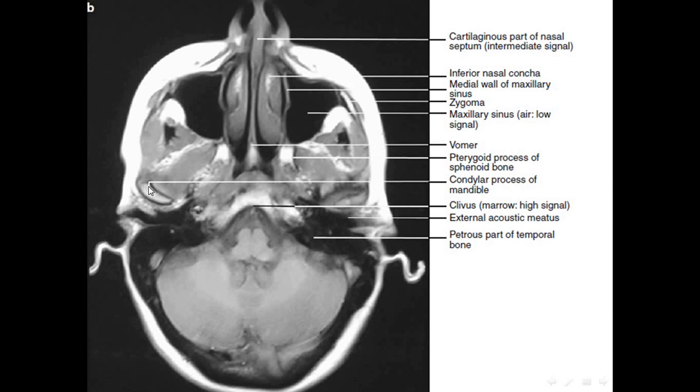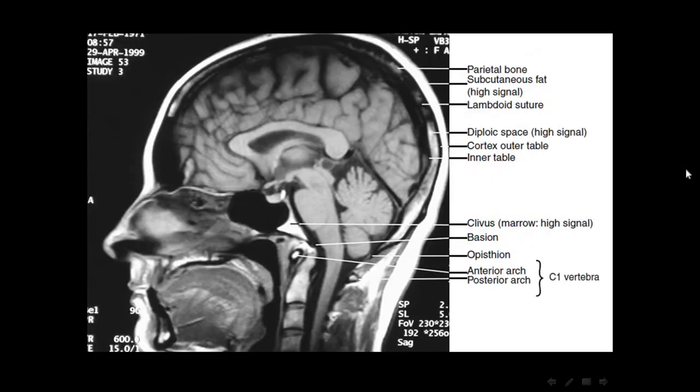This is the condylar process of the mandible, the mandibular condyle, which articulates with the temporal bone. As we see here, the edges are dark, right? Yes, which is the cortex, while the bone marrow is bright. This is a sagittal T1 MR image. The clivus marrow is very bright.